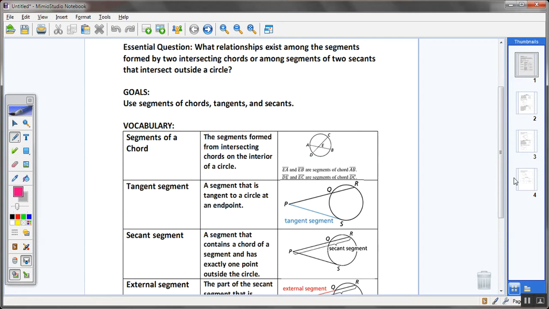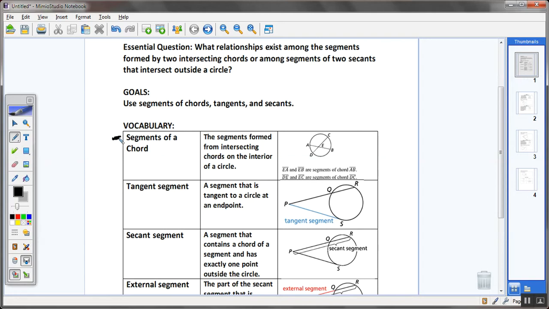So again, what relationships exist among the segments formed by two intersecting chords or among segments of two secants that intersect outside a circle? Our goals today are to use segments of chords, tangents, and secants, all terms that we've talked about in the past. The first term I want to start looking at is segment of a chord. It says the segments formed from intersecting chords on the interior of a circle are called segments of a chord.